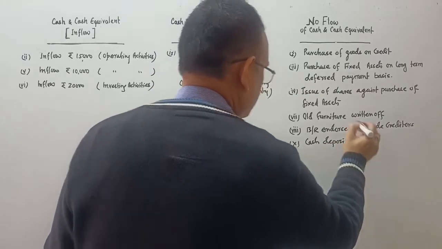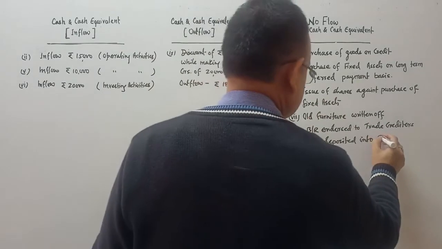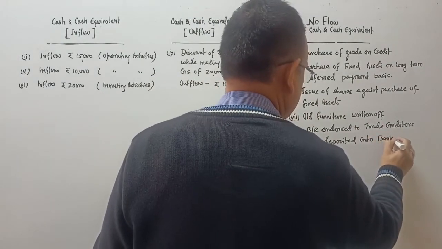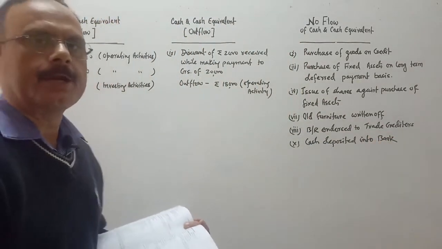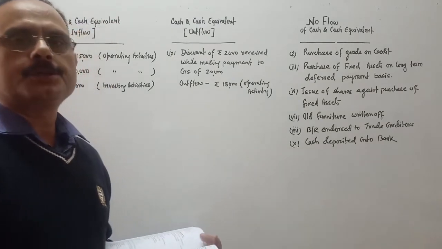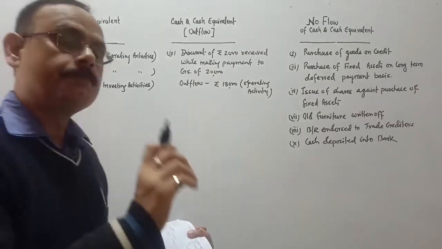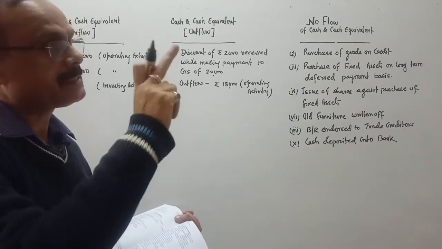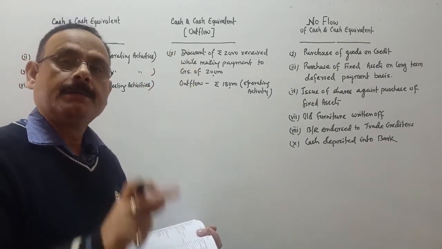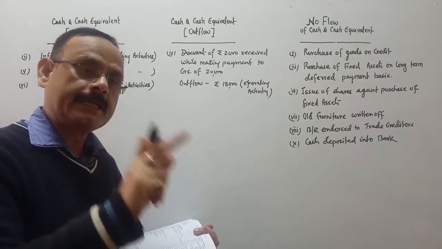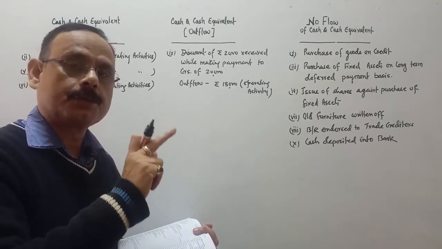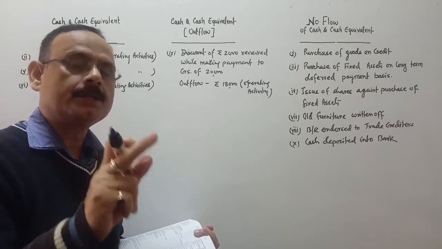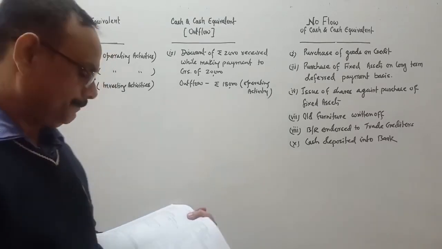Why is there no flow? Because both sides of the transaction are cash and cash equivalent, bank account debit to cash account. So there is no flow of cash. Cash will only flow when only one side is cash and cash equivalent, and the other side of the transaction may be a current item, but not cash and cash equivalent, or a non-current item.